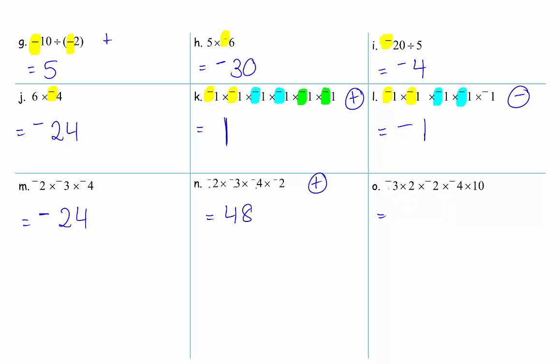Next one, I have 1, 2, 3 negatives. I'll highlight that so you can see it. 1, 2, 3 negatives. So there's an odd number, so my answer is going to be negative. Then I can look at my numbers. 3 times 2 is 6. 6 times 2 is 12. 12 times 4 is 48. 48 times 10 is 480. So the key here is I want you to think about what's your answer, positive or negative first, then you actually evaluate.